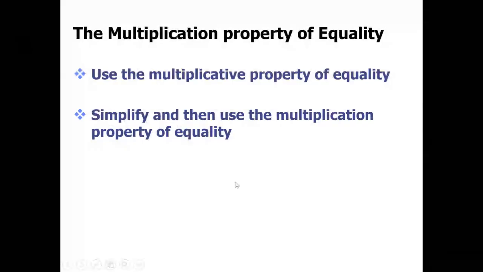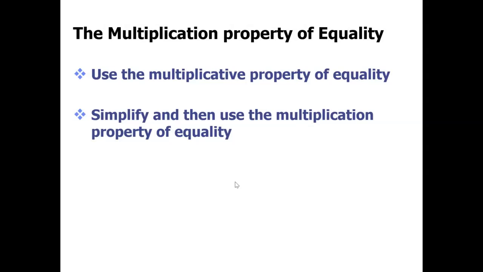In this session, we will talk about the multiplication property of equality. We will use the multiplication property of equality when there is a number attached to the variable and when there is a fraction attached to the variable. After that, we will simplify and use the multiplication property of equality for linear equations. Let's get started.